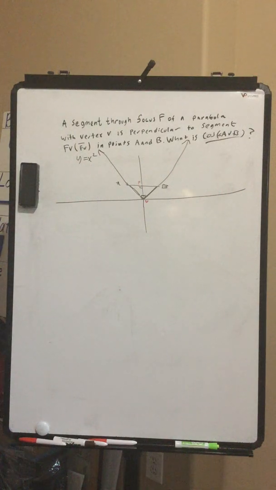So now the question states that a segment through focus F of a parabola with vertex V is perpendicular to segment FV in points A and B. What is the cosine value of angle AVB?